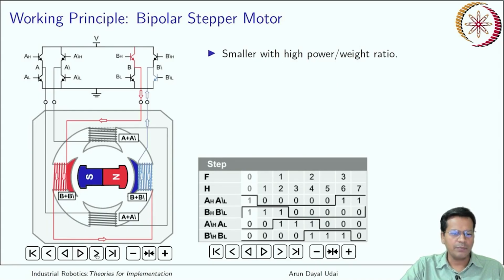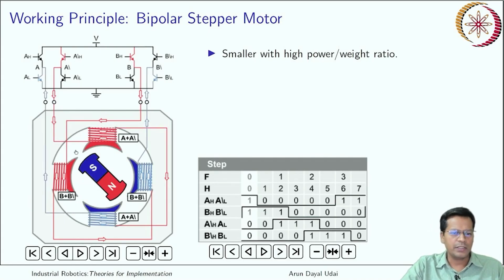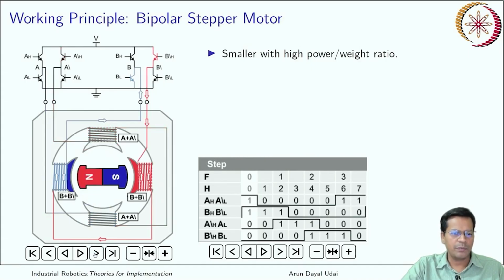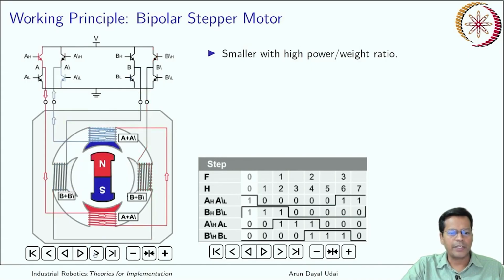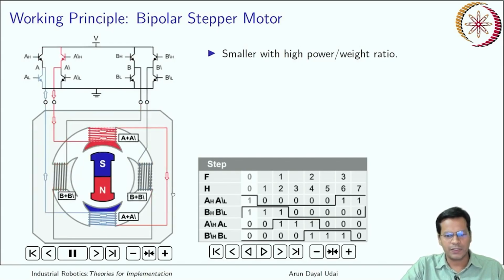Then comes here when you have B bar and A is on. This is another state of this motor. Then only A bar is on. Again next B bar, A bar. Then B bar A and back to A. So this is how you can make it go like this. So you can keep moving like this. You can watch one full cycle carefully. This is how it works.